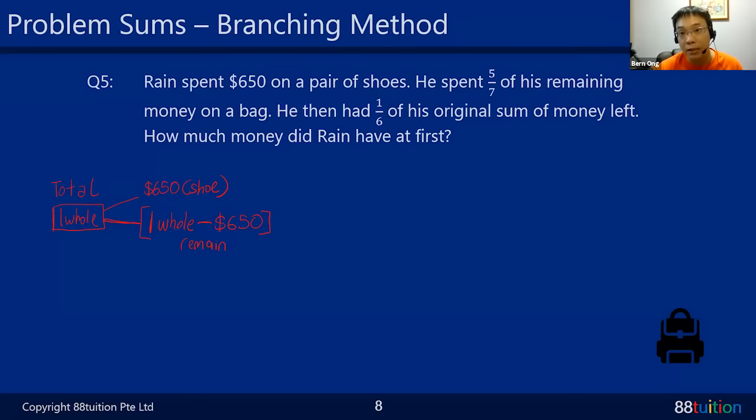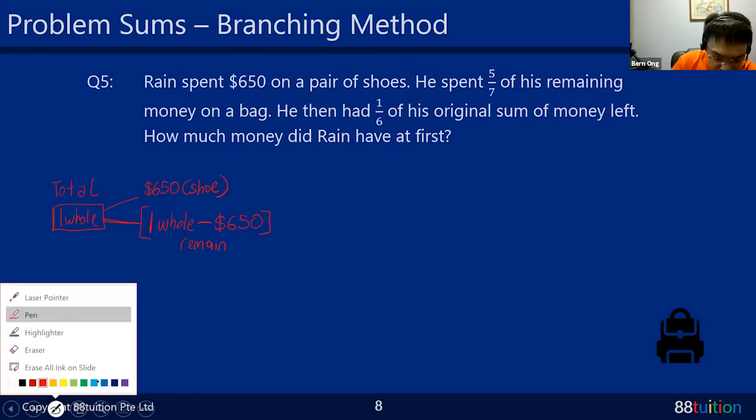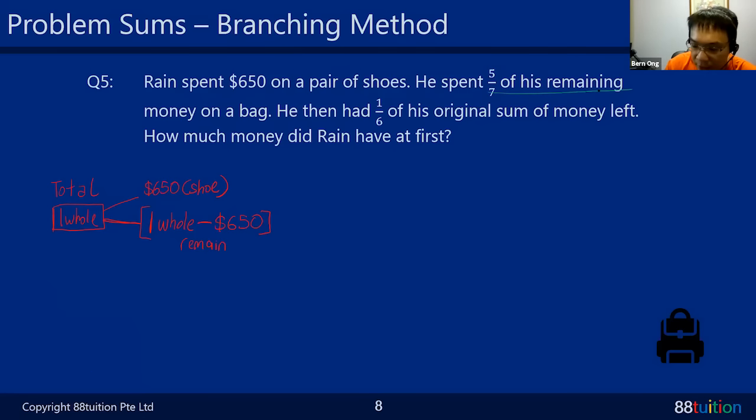Can you see or not? It's the difference here. Okay? And what is the remaining? It's actually the one whole minus the $650 after you spend on the shoes. He spent 5/7 of the remainder, this portion, on a bag. The 5/7 must come from where? It must come from the remainder.